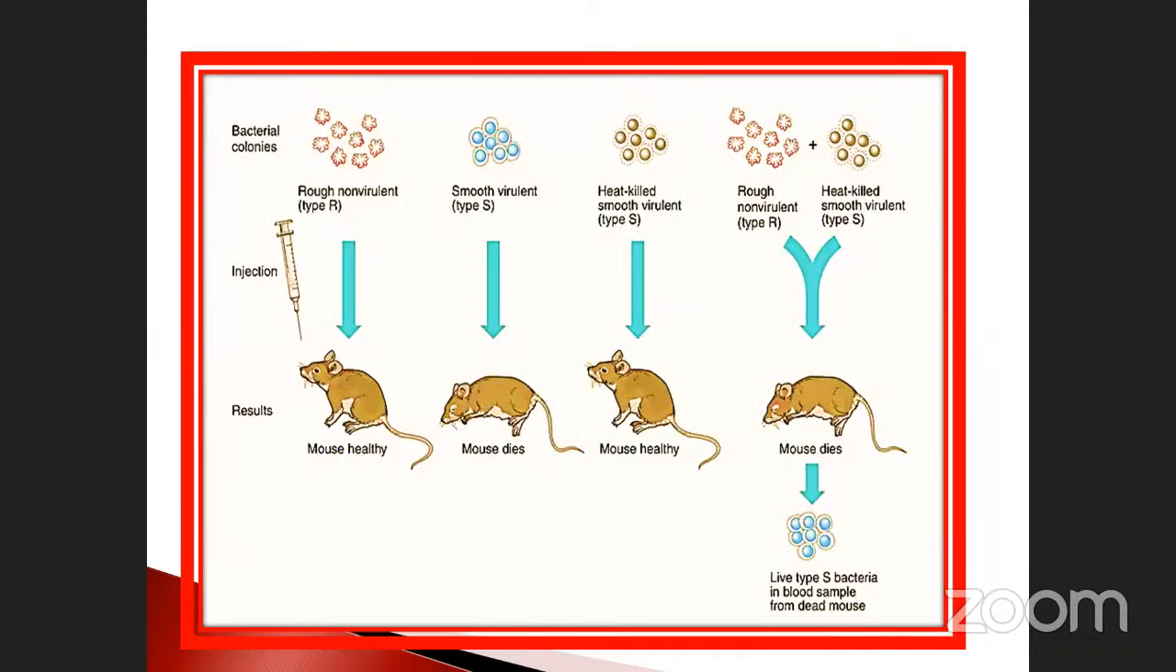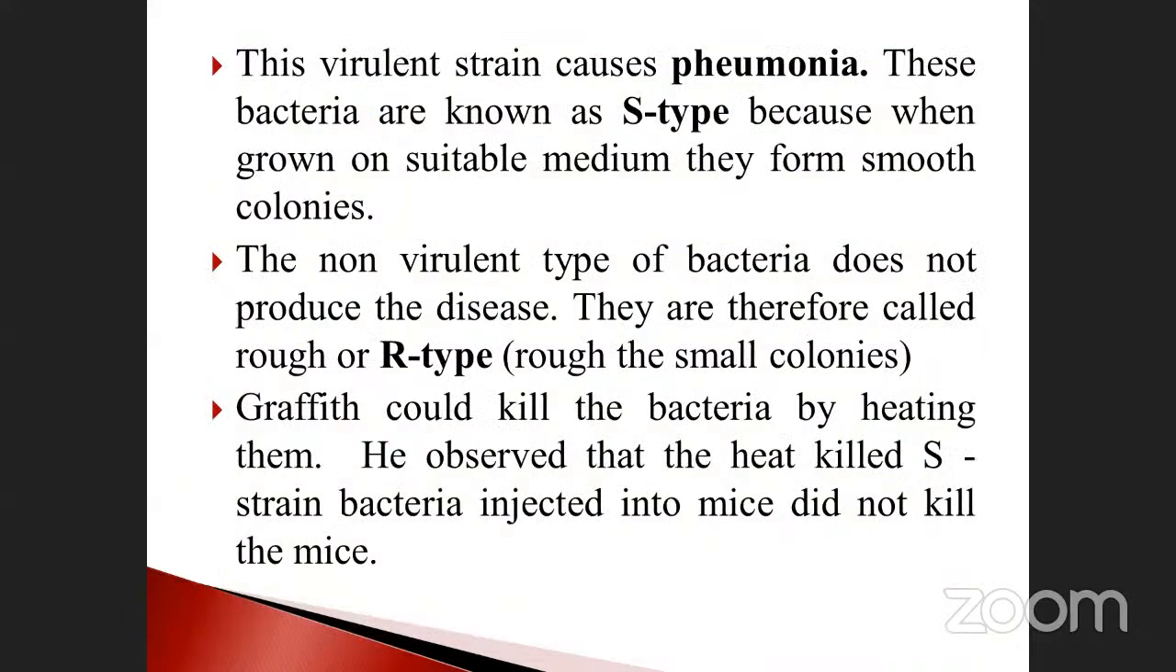The same effect here. See that rough is non-virulent. This is virulent. The smooth one dies. So heat killed means it is not alive. When both are injected, the mouse also dies, because the live type is found in blood samples from the dead mouse. Okay, this is very, very important. So we will finish it up to this level because the time is up.